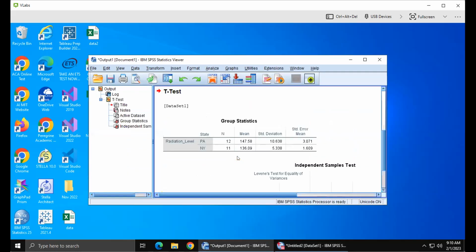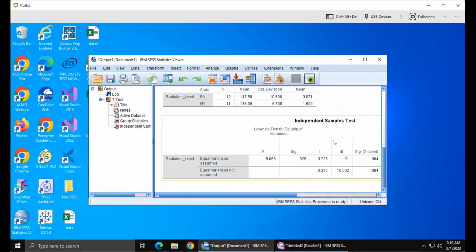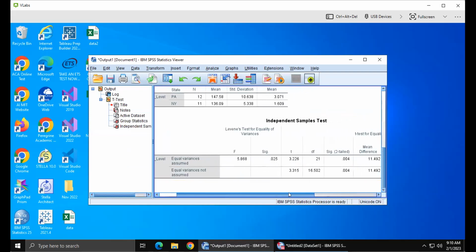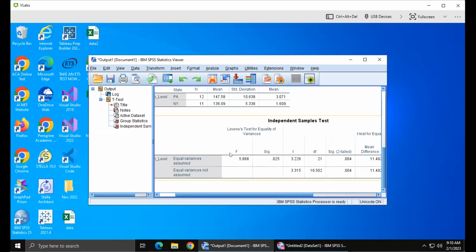So we run our hypothesis test, and if we go down to our independent samples, we have this thing called the F statistic here, and it tells us whether or not we should assume that the two populations have equal variances or not. The significance level of this test is pretty small, indicating that we should not assume that they have equal variances. So it's a little bit confusing sometimes what this means, but essentially, if the significance level of the test for equal variances is really small, we should not assume they have equal variances.